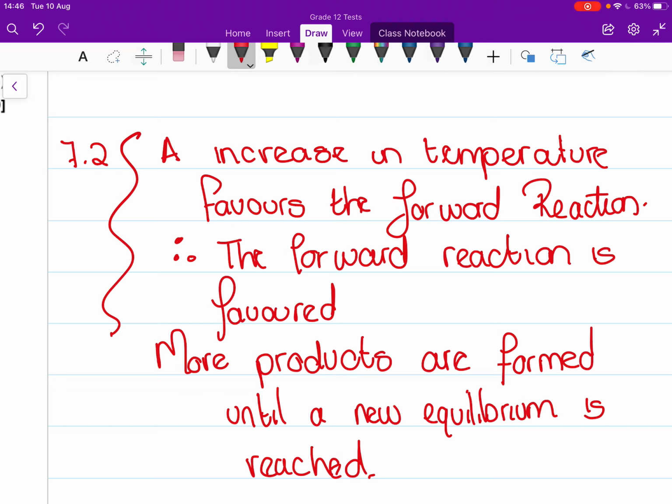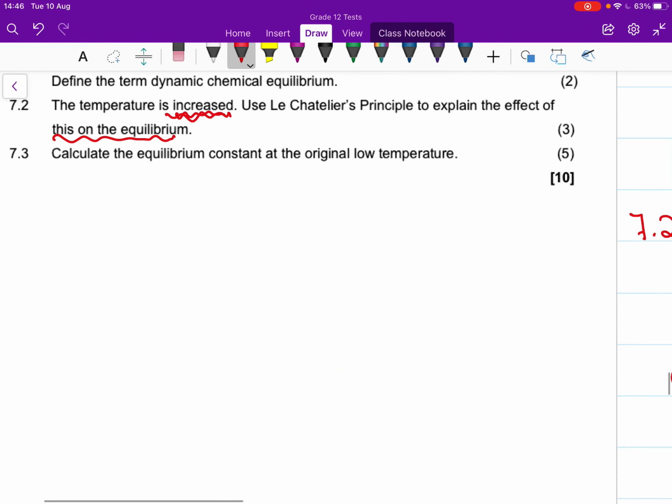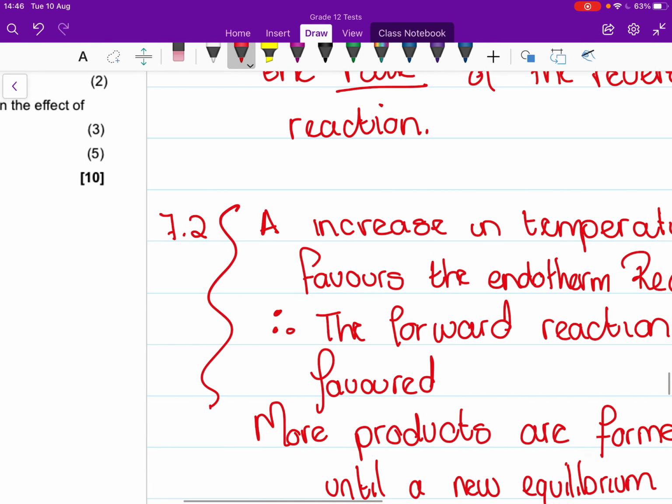endothermic reaction. Okay. Oh, I should say endothermic here. My goodness. This should say endothermic. I do apologize for those of you who actually do write down while you're doing this. So endothermic, and that's forward. I apologize. Alright, but it says to explain the effect on the equilibrium.